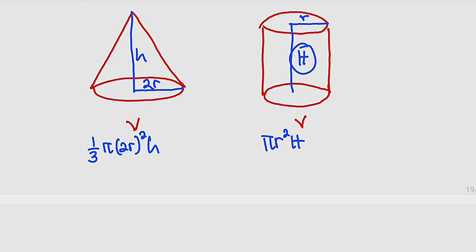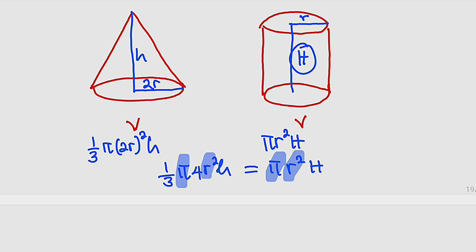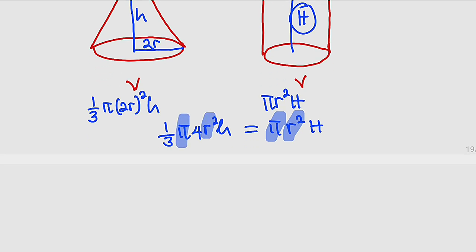So according to the question, these two volumes are exactly the same. 1 over 3 pi. Remember, 2r squared will be 4r squared because 2 squared is 4 and r squared is r squared. Then h, this is equal to pi r squared capital H. You can see that we have r squared and pi in common. What we have left is 1 over 3 multiplied by 4, which is just 4 over 3. I can call it that.